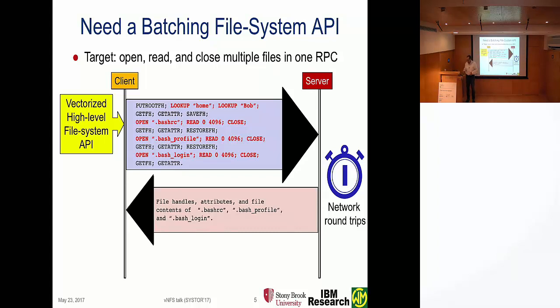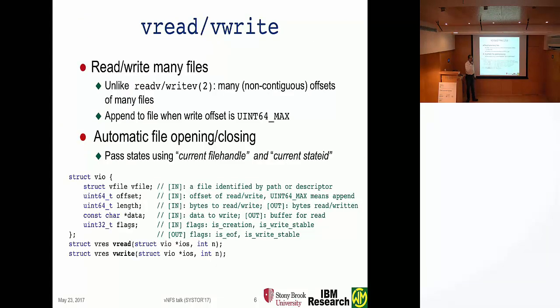So first we have to figure out what the right API for this would be. So we looked at a lot of traces, applications, and our own experience. We figured out what are the kinds of things that people do often, and we've implemented a bunch of these vectorized APIs. The most obvious thing is to do a bunch of reads and a bunch of writes at once.